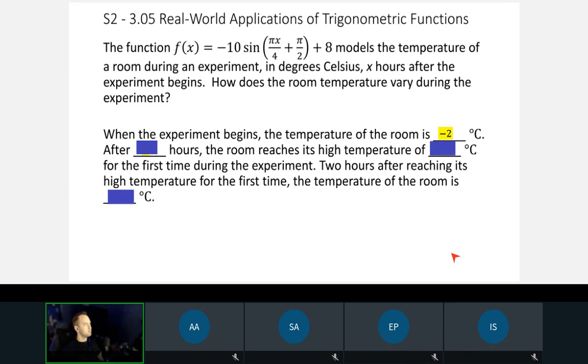All right, let's do the first blank: after blank hours. So what does x equal? What did you find on the graph? 4. So Antonio is saying after 4 hours we're going to have the max temp. Anybody else agree with that? Anybody else agree? Kayla says yes. Remember, Antonio's wrong quite a bit.